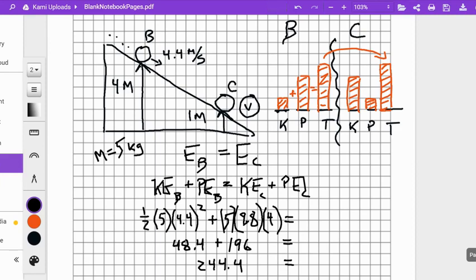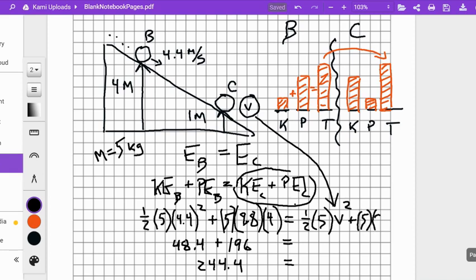At C, let's now focus on these terms. So the kinetic energy at C is going to be 1/2 times the mass, which is 5, times V squared. That's the thing we want to know, right? That's this guy right here. So I put a variable. And then I do plus mass times gravity times height, plus mgh. So plus 5 times 9.8 times the height of 1. Okay? So that's the other side of the equation.